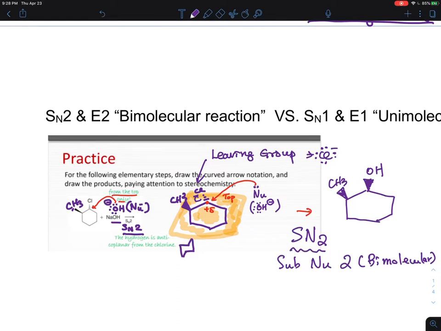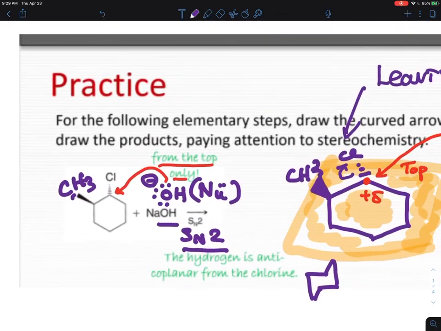So think about it this way. You need 2 molecules, meaning this chlorine over here. Actually, it's not really bad, but compared to the other one, it will be a poor leaving group.